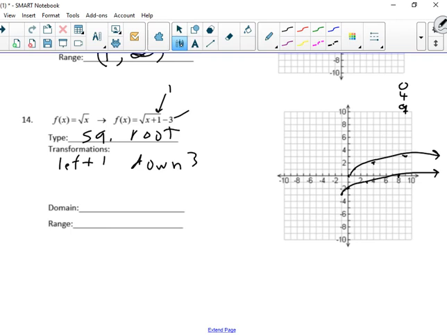Now, my domain, how far left? Remember, we're talking about the transformation. How far left does it go? Well, it goes to negative 1, and it actually hits there, out to positive infinity. How low does it go? Negative 3, it hits there to positive infinity.